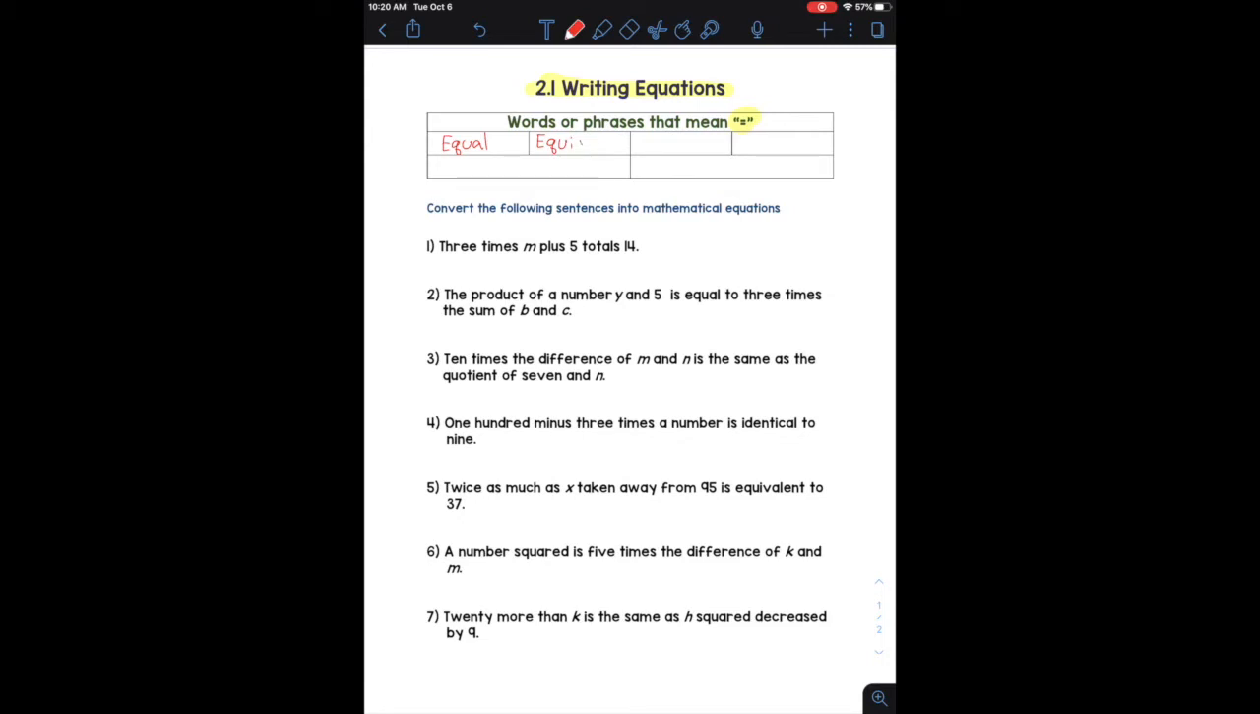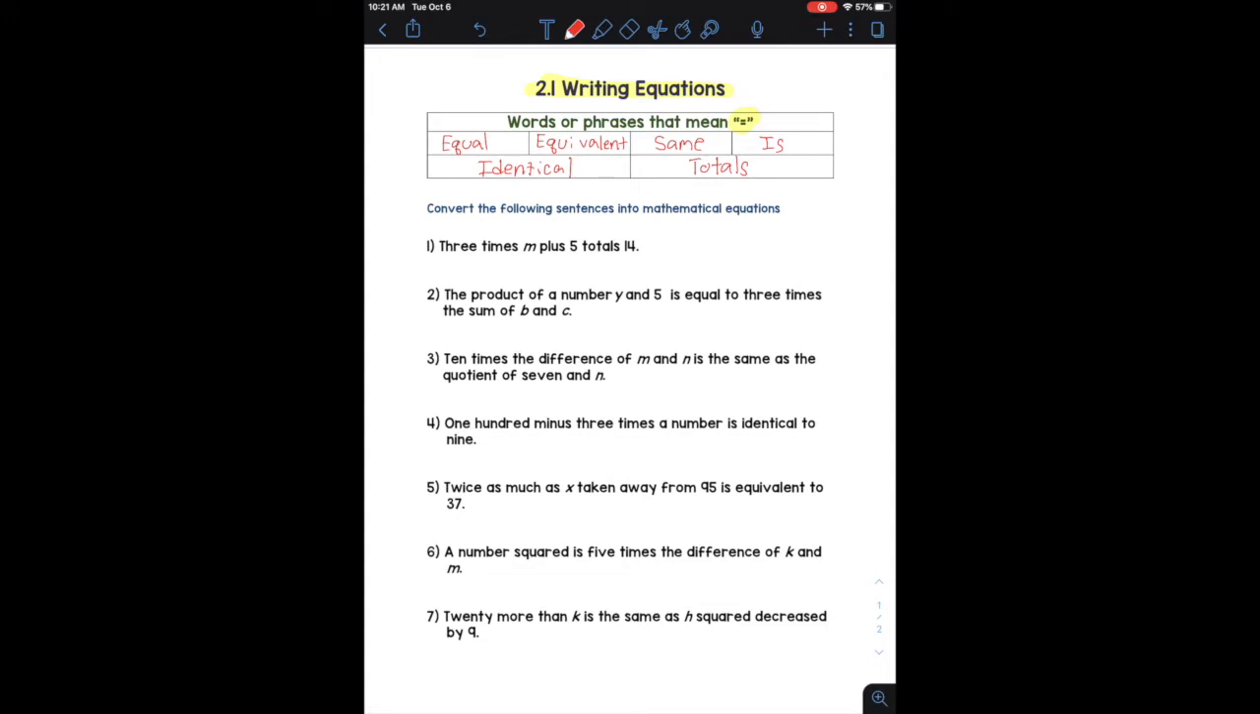The next word would be equivalent. We have same or same as. The word is represents equal sign or equal. Identical. And lastly, we will see total or totals. So when we see these words in a sentence, we know that that's going to mean equal sign.